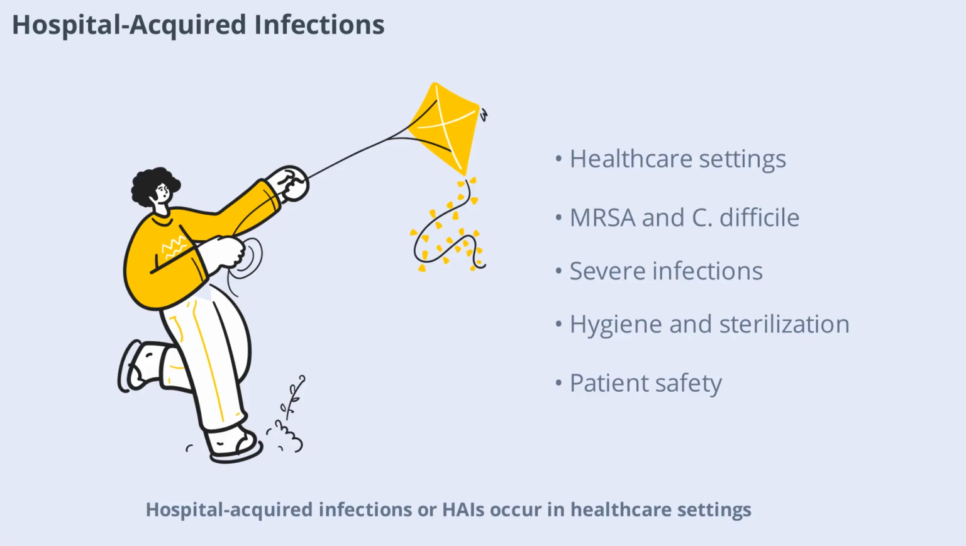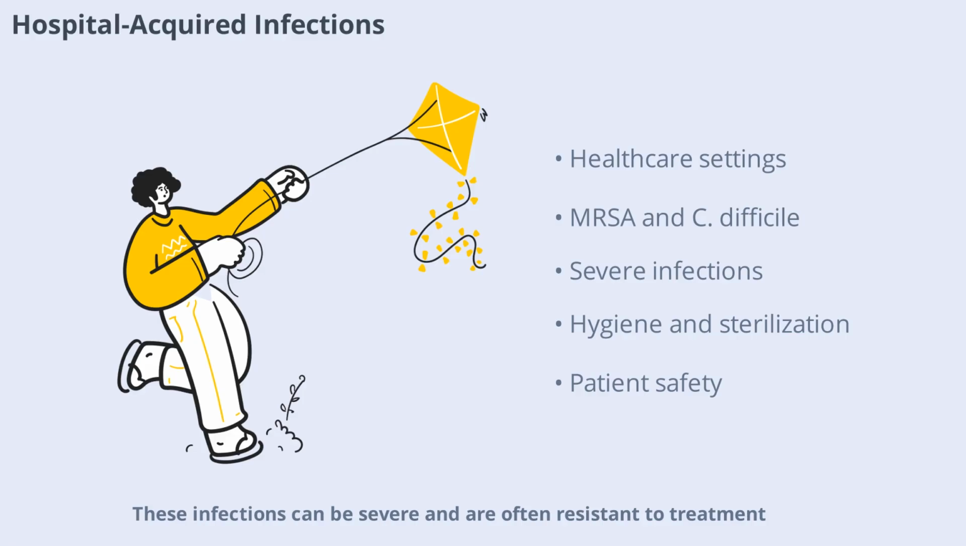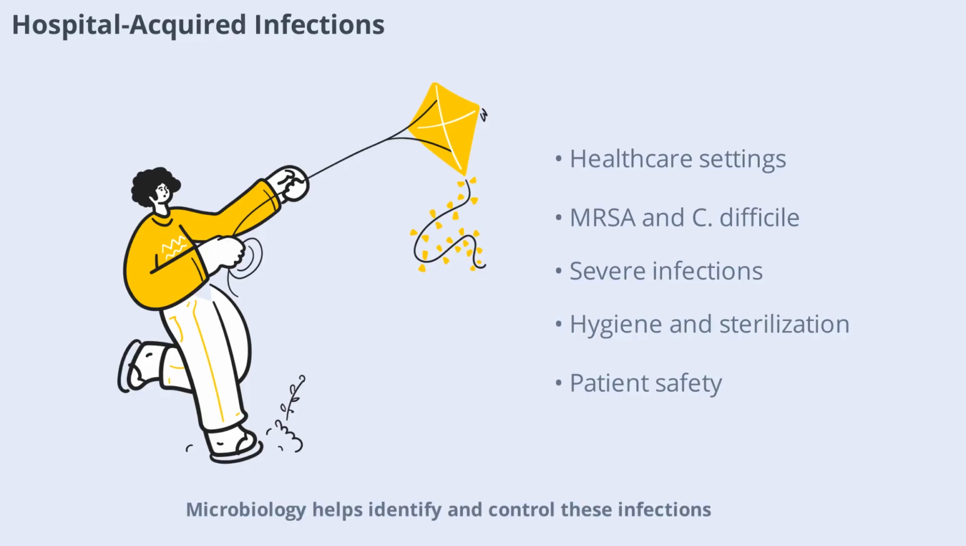Hospital-acquired infections, or HAIs, occur in healthcare settings. Common HAIs include MRSA and C. difficile. These infections can be severe and are often resistant to treatment. Preventing HAIs involves strict hygiene, sterilization, and monitoring. Microbiology helps identify and control these infections, improving patient safety.